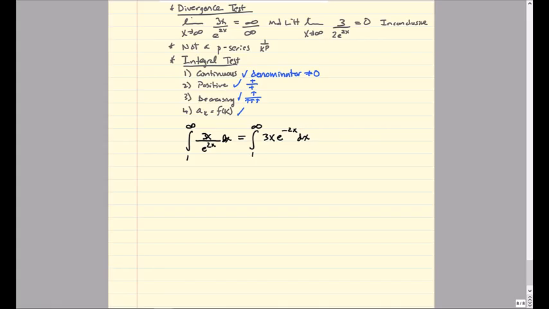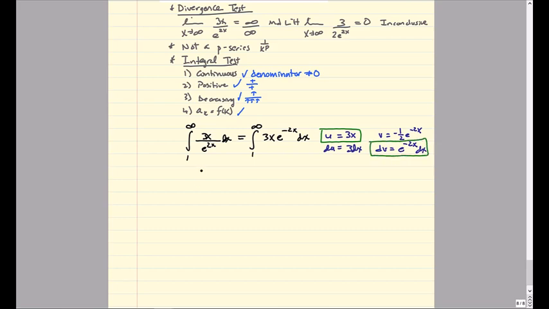So integration by parts, I choose a u and a dv. I'm going to use my u to be 3x, du would then be 3dx. My dv is e to the negative 2x dx, and then if I integrate that, I'm going to get a negative 1/2 e to the negative 2x. So there's my setup. Again, I started with my u and my dv.